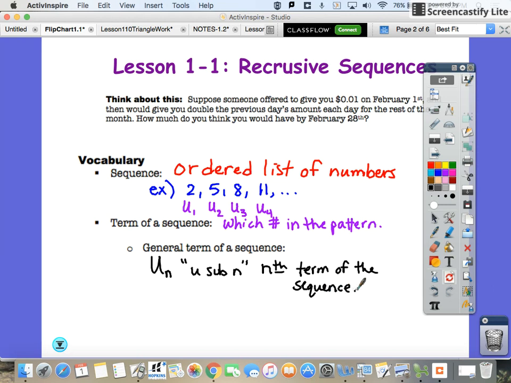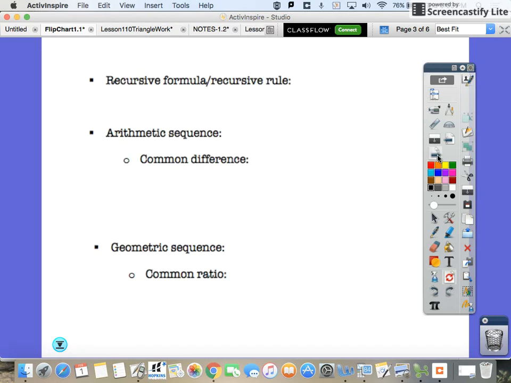Okay, so a sequence is an ordered list of numbers, or like a pattern, and then the term is which number in the pattern it is. The general term is u sub n. That's what it's called. It's the nth term of the sequence.